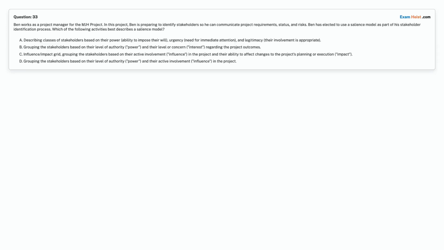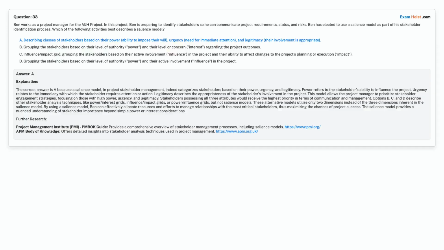Option B. Grouping the stakeholders based on their level of authority, power, and their level of concern, interest, regarding the project outcomes. Option C. Influence, impact grid. Grouping the stakeholders based on their active involvement, influence, in the project and their ability to affect changes to the project's planning or execution. Impact. Option D. Grouping the stakeholders based on their level of authority, power, and their active involvement, influence, in the project. Choose the correct answer. Correct answer is Option A. Describing classes of stakeholders based on their power, ability to impose their will, urgency, need for immediate attention, and legitimacy. Their involvement is appropriate.